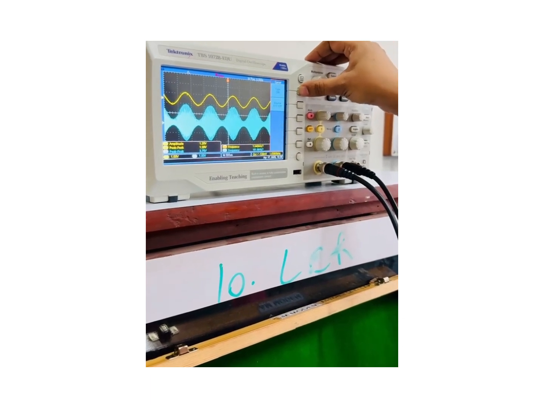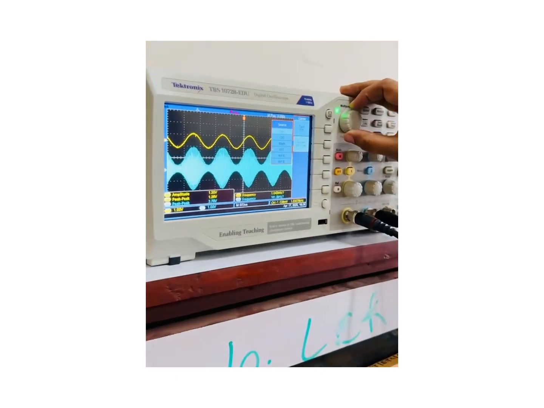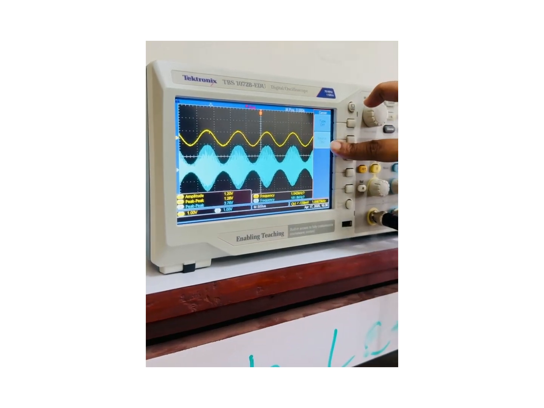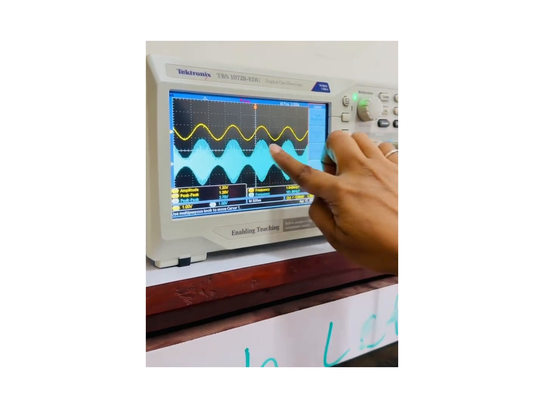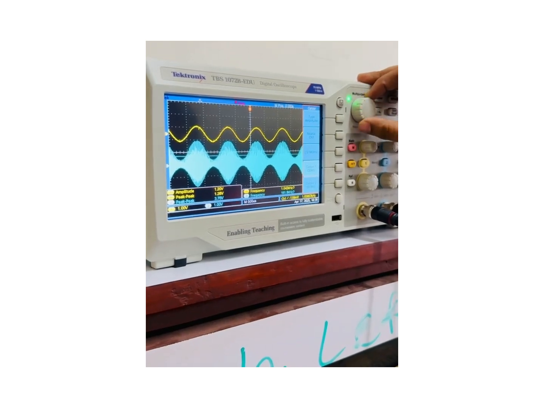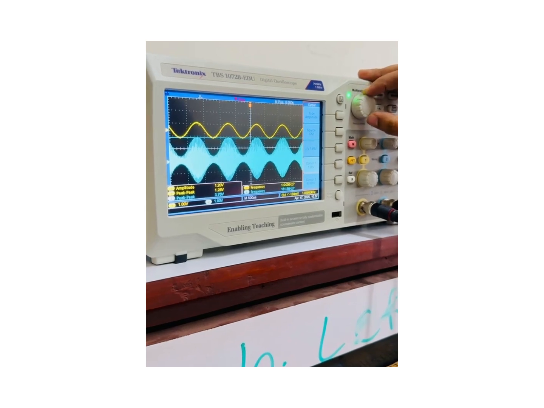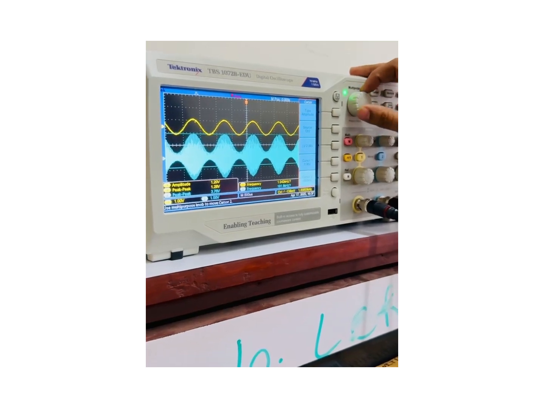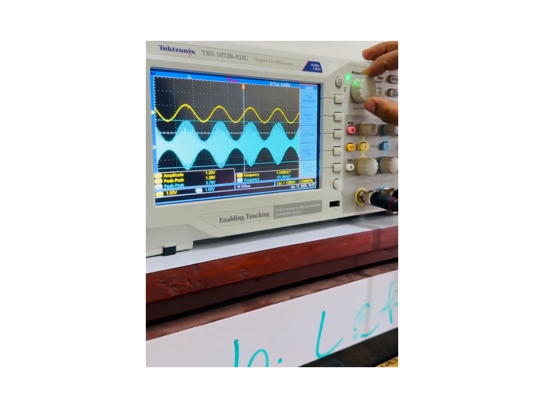Now for measuring, we have to select the source. We have connected the modulated signal to channel 2. So the source has to be selected as channel 2. Type has to be amplitude so that these horizontal cursors will be visible. And now we are adjusting the cursors at the top of the positive peak. Cursor 1 is adjusted at the top of the positive peak and cursor 2 is adjusted at the negative peak of the modulated signal.